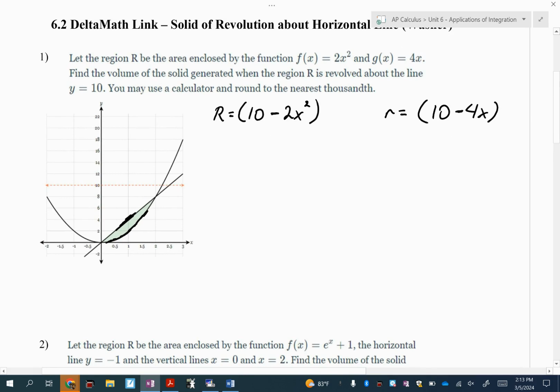How do I know that that's the closer one? Because the line is closer to the axis of revolution as opposed to the curve.